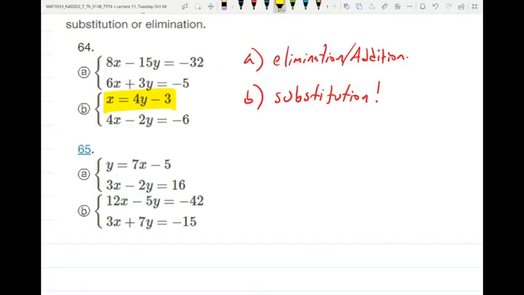And how about the next one? What would you use for part A? Substitution, right? Once again, this equation here is telling you, hey, plug me into the second one. It's already y equal to something. So substitution.